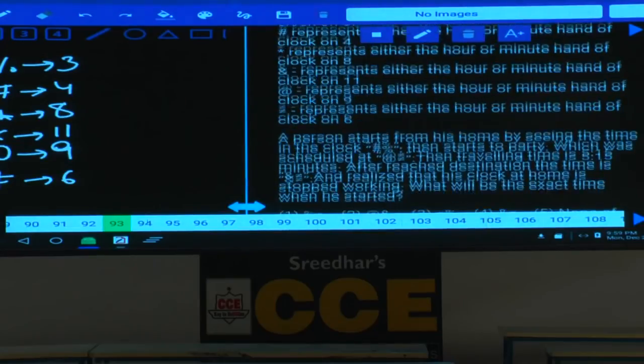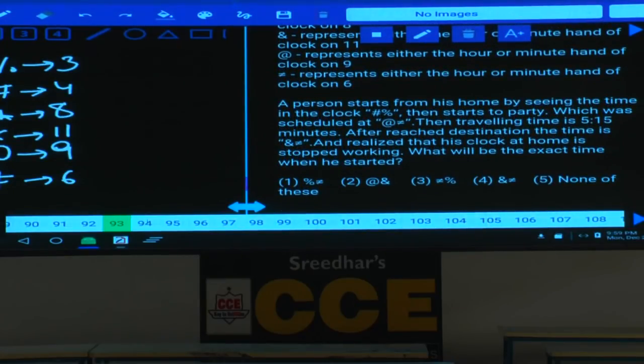Then a person starts from his home by seeing the time in the clock, hash percentage. Hash stands for what? Hash is 6, percentage is 3. Now the hour hand is at 6, minute hand is at 3. What is the time here? Hour hand is 6 and minute hand is 3 means 6:15. Now this person started his home at 6:15.